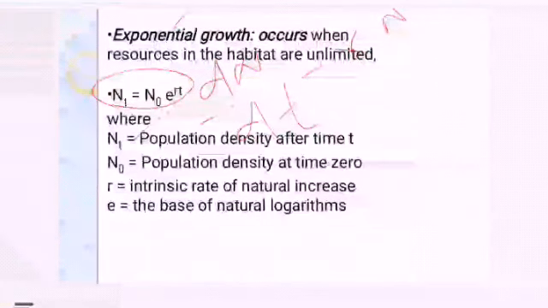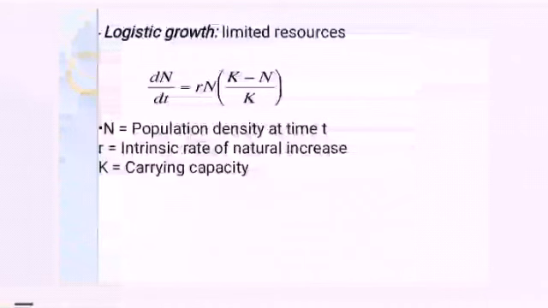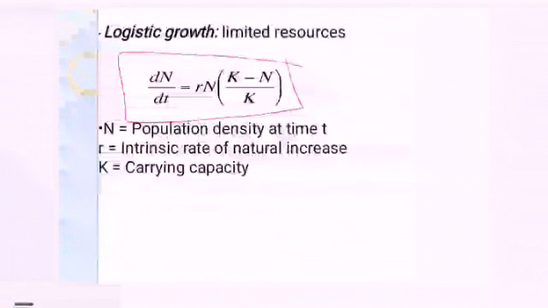Now moving on to the logistic growth. The equation is dN by dt equal to rN in the bracket K minus N by K. What is this K standing for? Carrying capacity. You need to know the equation, the formula for the same, as well as the terms or the letters and what they signify. That's what you have to learn.